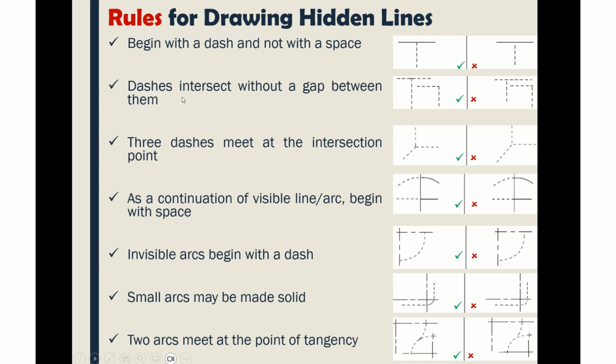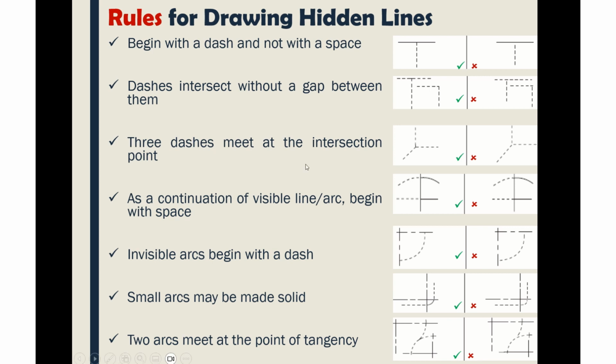Also, dashes intersect without a gap between them. This is a point of intersection of a two dash line, you can see here, and not as this. There is no space in between the intersection, no gap in between the intersection. So this is right and this is not appropriate. All these are to be followed strictly in your drawing.